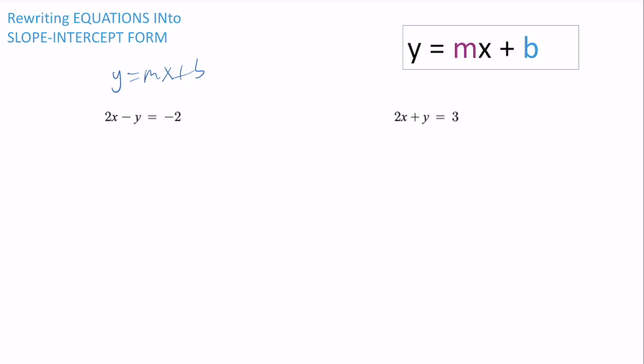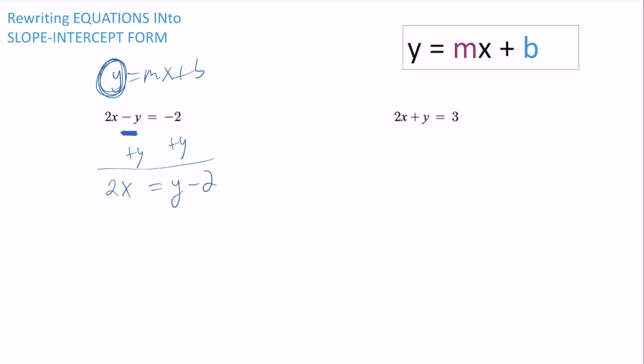If the y term is negative, as it is here, then my first step is to add y to the other side, because it has to be positive. Notice this doesn't say negative y, it says y. So I'm just going to add the y to both sides. And so I'll have 2x equals y minus 2.